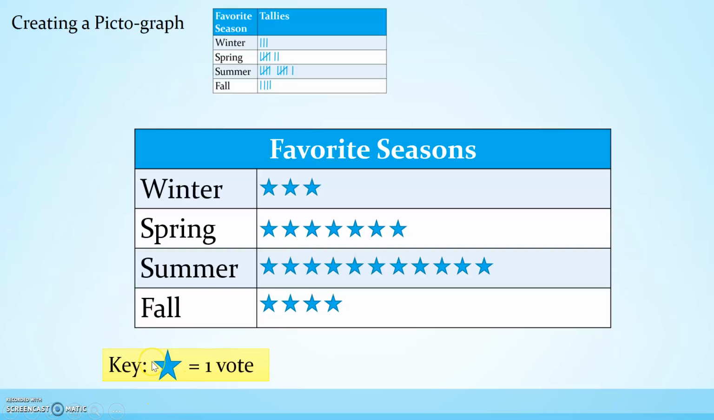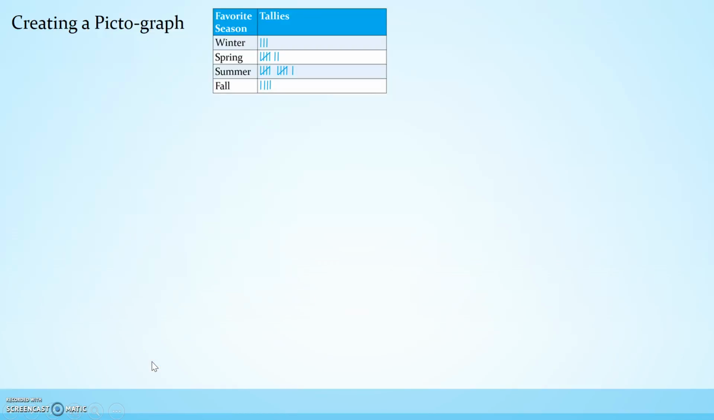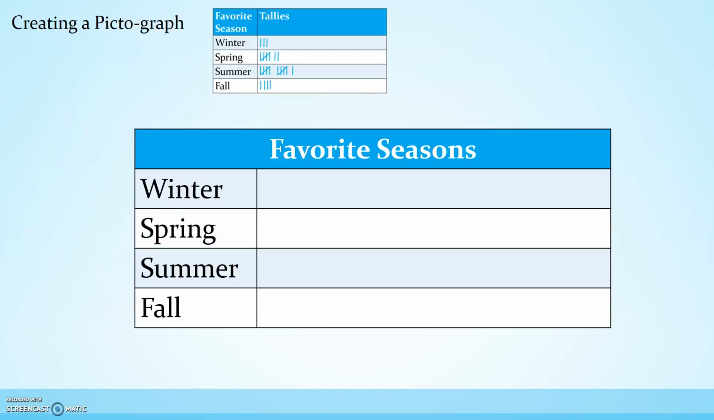So I'm going to use the same information, but I'm going to have a little bit of a different key. So I've got my graph, and in this key, 1 star is going to equal 2 votes. And how that's going to change is that not all of my votes are even numbers, because if I count by 2s, 2, 4, 6, 8, 10, I'm going to have some that aren't even numbers.